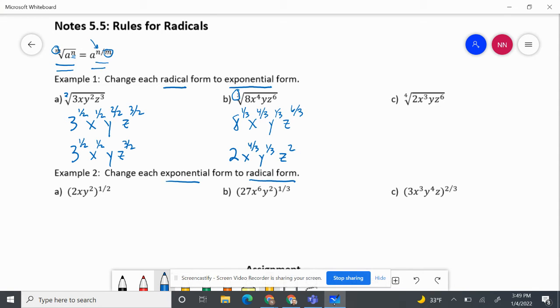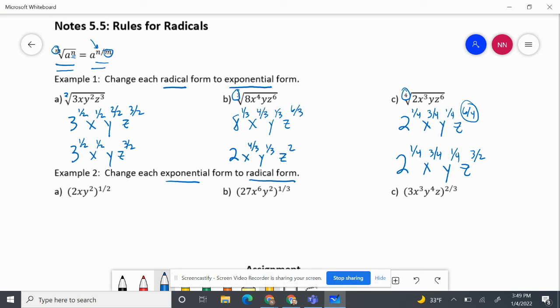Looking at the next one, this is a fourth root. So we have 2 to the 1/4, x to the 3/4, y to the 1/4, and z to the 6/4. We're going to simplify it some more. So we have 2 to the 1/4, x to the 3/4, y to the 1/4, and then 6/4 reduces to 3/2, so we have z to the 3/2. That right there is how we turn it into exponential form.